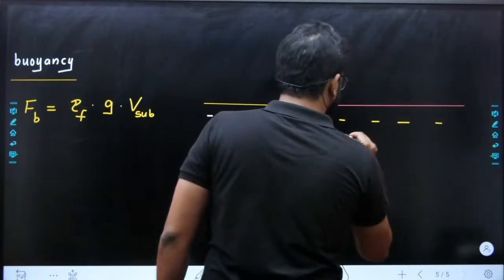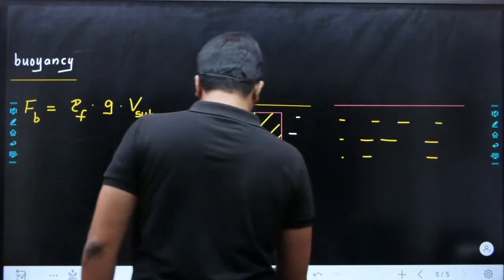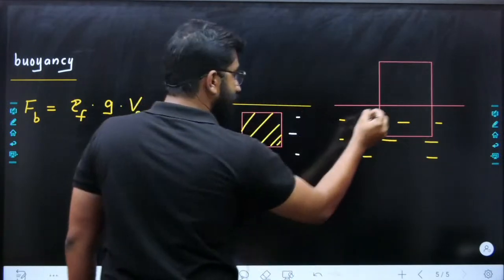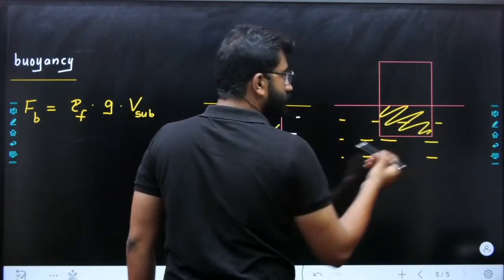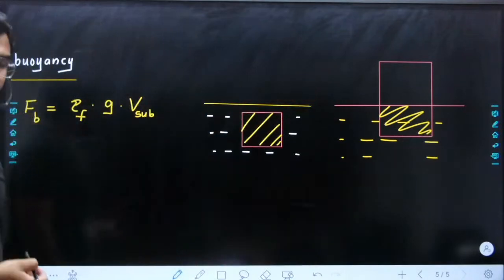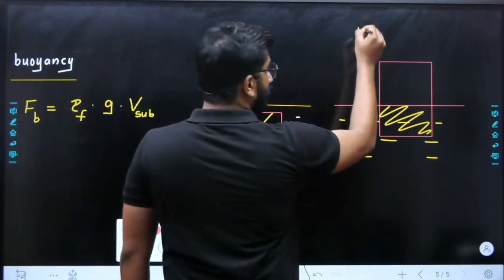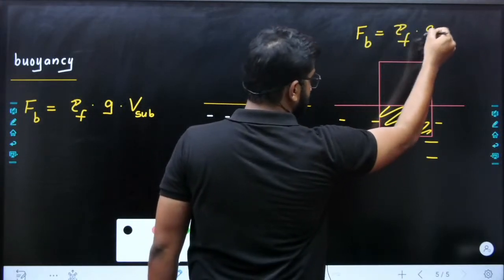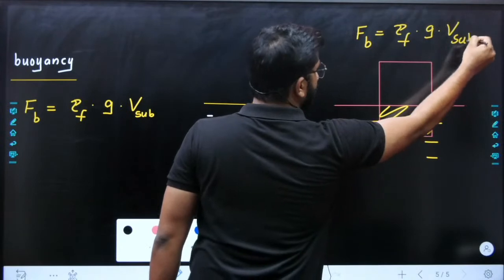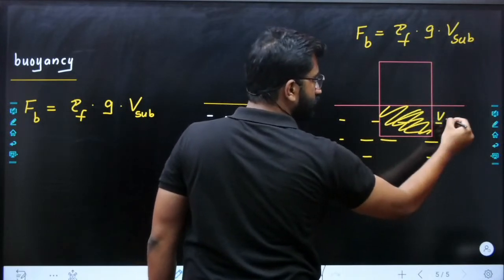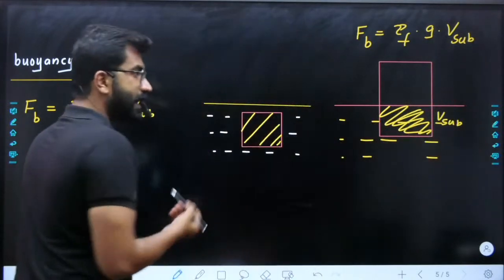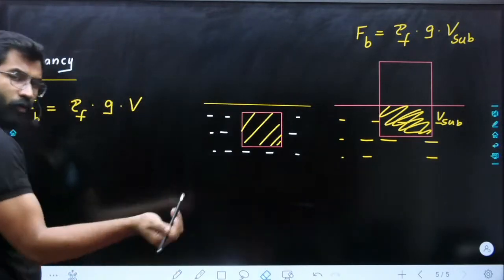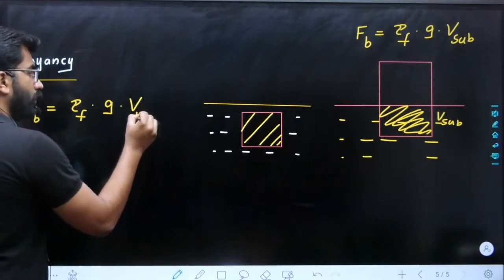When you have a case like this and your body is like this, in this case only this much is inside the water. So in case of floating, buoyancy is density of the fluid, g, into submerged portion of the body. So this is your submerged portion. In this case it is completely inside the water, so then we can say this will be your total volume of the body, है ना? Total volume of the body.